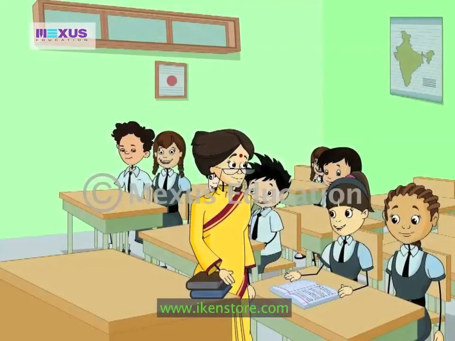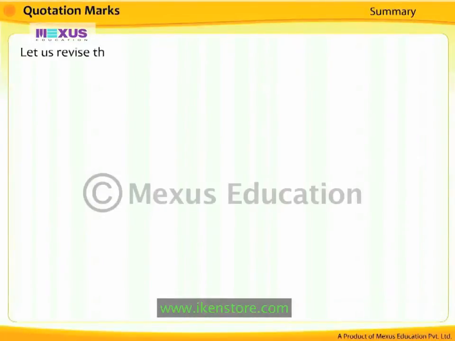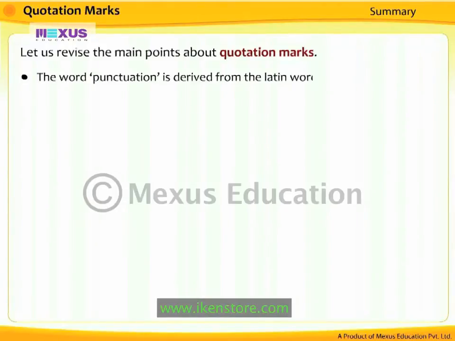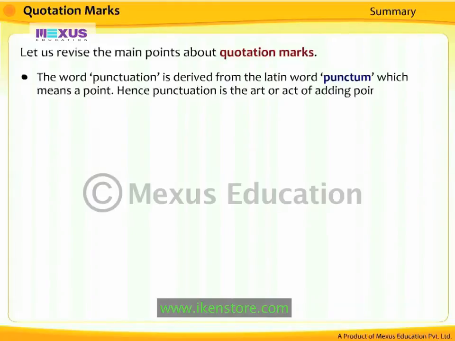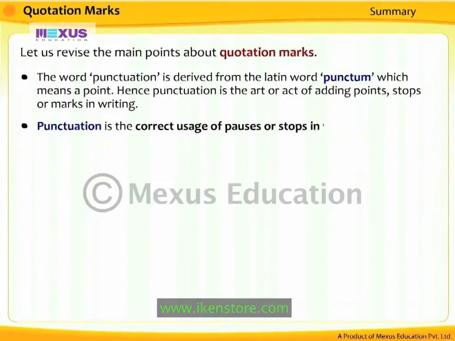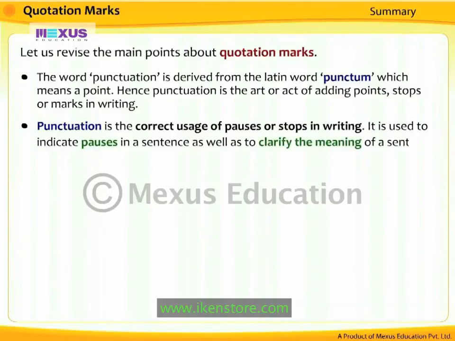The teacher has explained the uses of quotation marks to the class. Let us revise the main points before Kaya resumes writing her composition. The word punctuation is derived from the Latin word punctum, which means a point. Hence, punctuation is the art or act of adding points, stops, or marks in writing. Punctuation is the correct usage of pauses or stops in writing. It is used to indicate pauses in a sentence as well as clarify the meaning of a sentence.